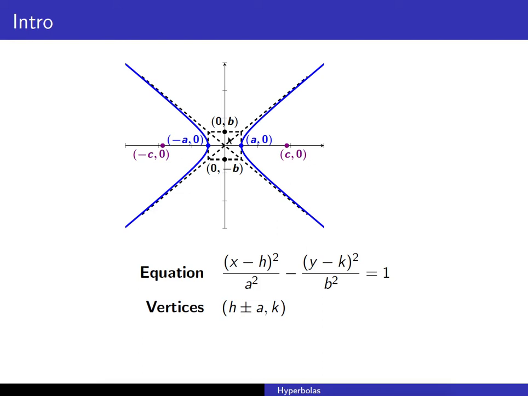and then if it's opening left and right, you're going to add and subtract that value of a to your x-coordinate, or your h. And your foci, again, it's going to be left and right, c units left and right of the center, so adding and subtracting that focal length c to your x-coordinate for your foci.